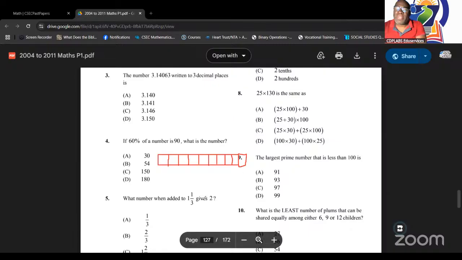If 6 of these smaller rectangles, 1, 2, 3, 4, 5, 6. If 6 of these smaller rectangles add up to 90, then what could you do to find out what's the value of each of those smaller rectangles?